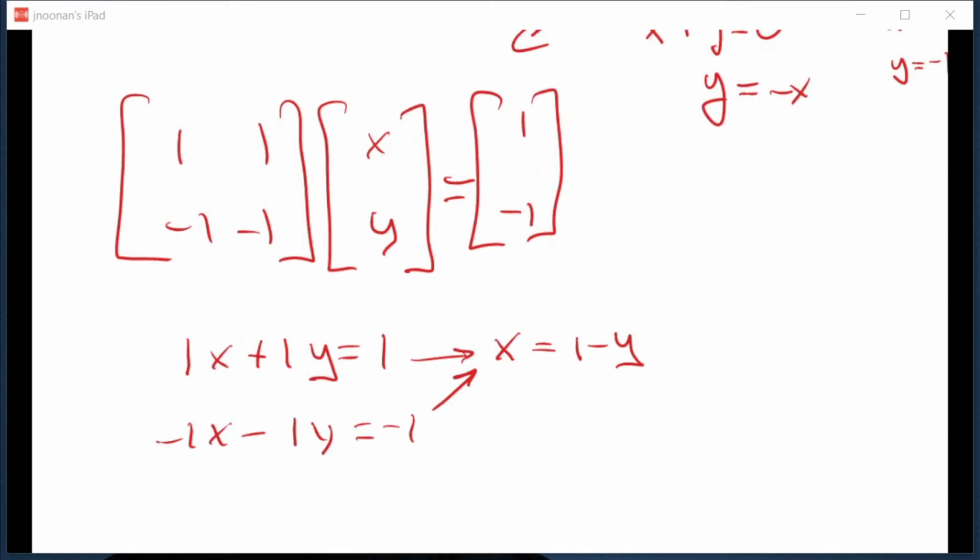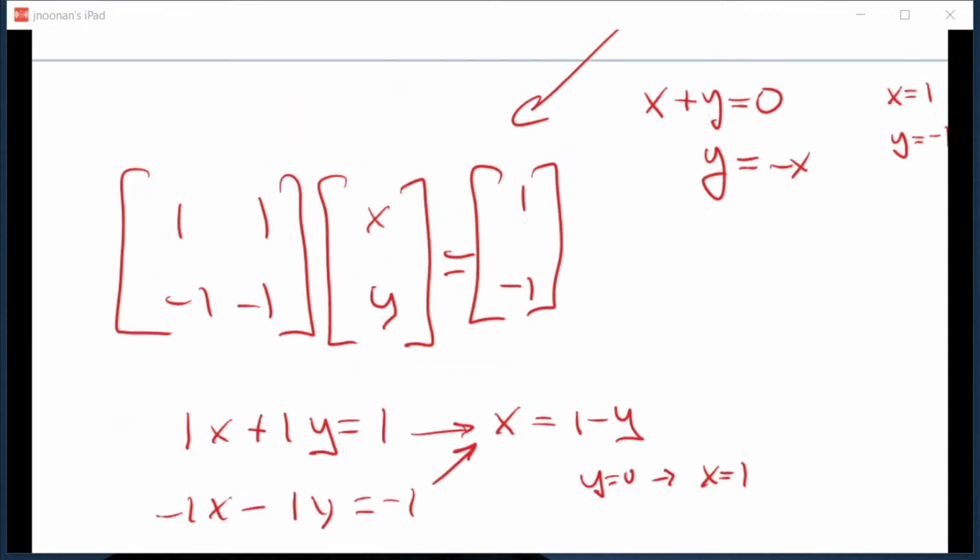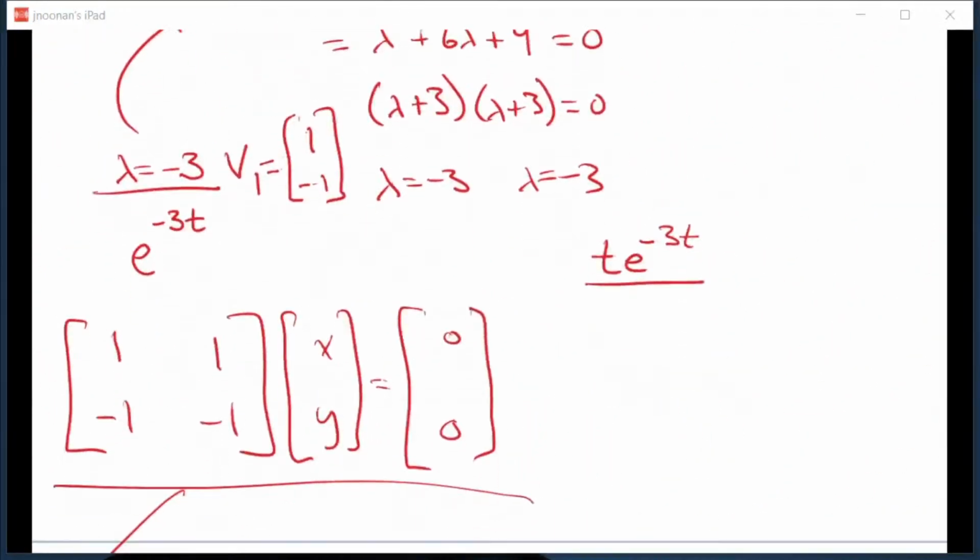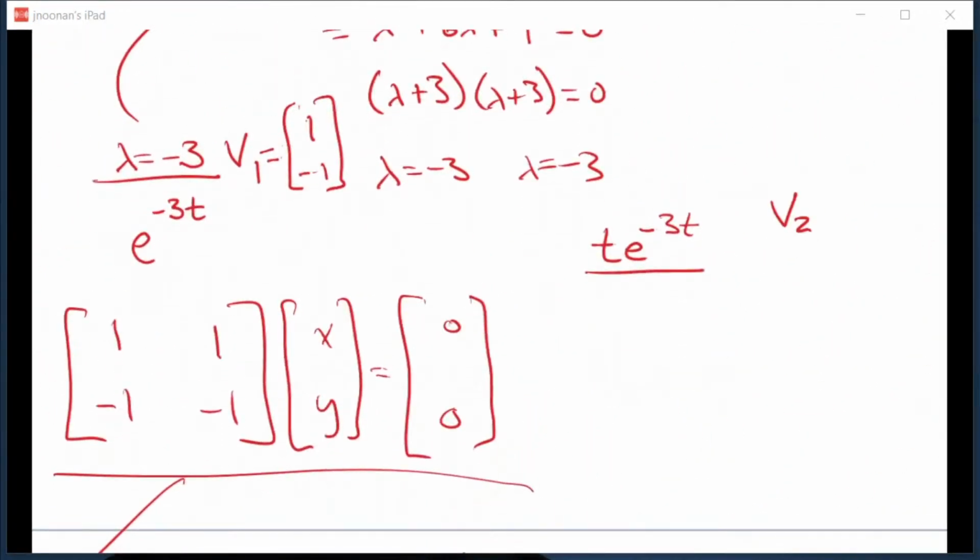Let me find a volunteer. I know you all want to volunteer for this one because all you gotta do is pick. But Clayton, what number would you like for y? 0? Okay, that's a good one. So if y is 0, then x is 1, right? So that's the second vector, but it's not really an eigenvector. So we're going to just put this over here, and that's going to equal 1, 0.